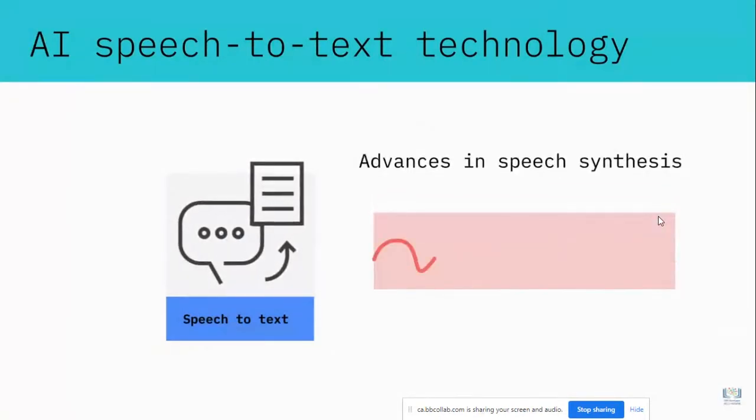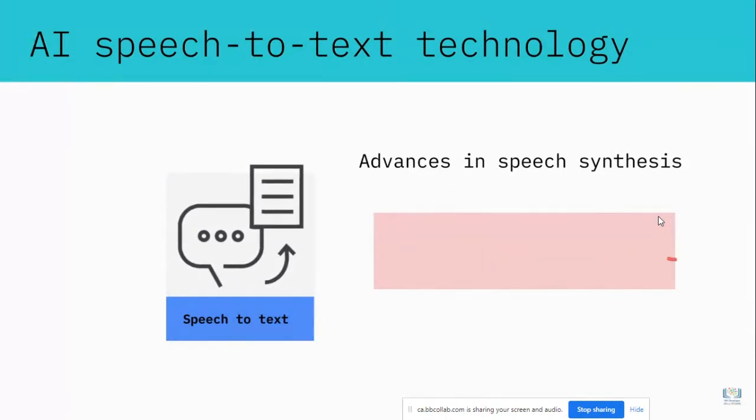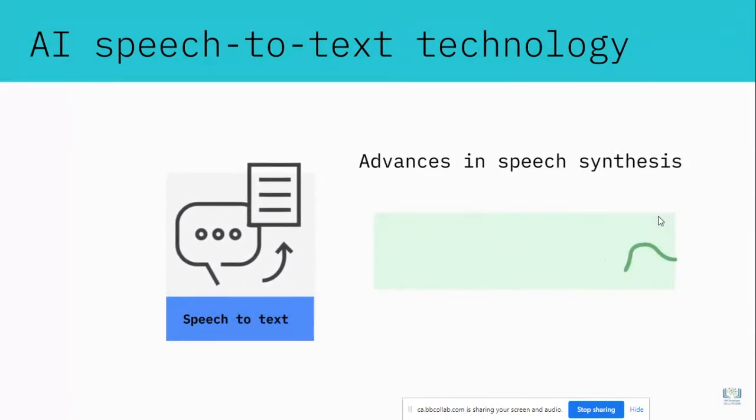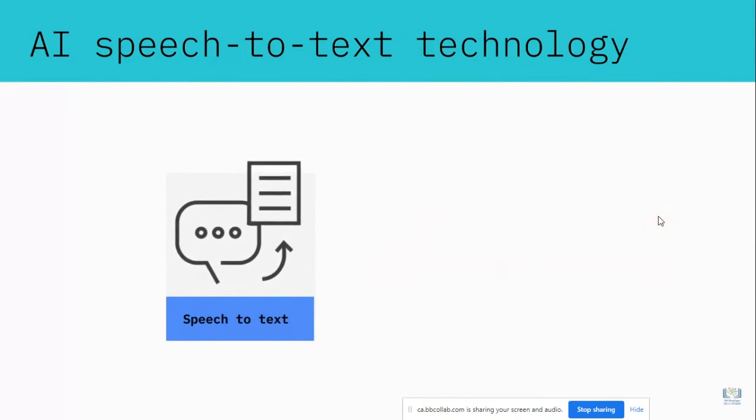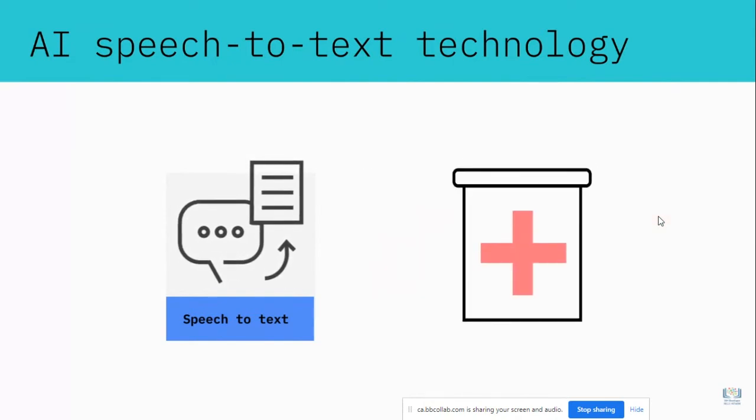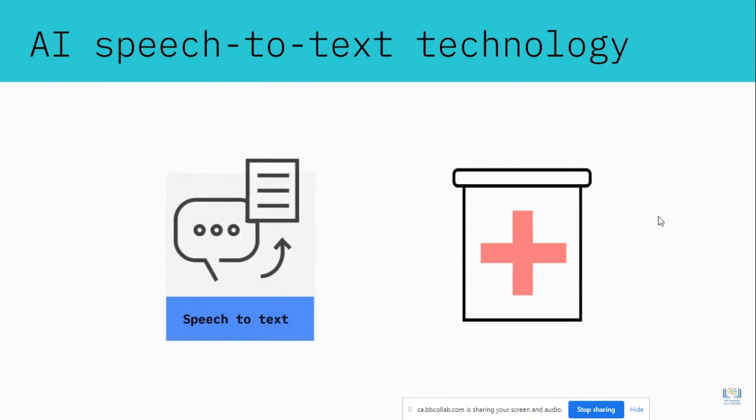AI-powered advances in speech-to-text technology have made real-time transcription a reality. Advances in speech synthesis are the reason companies are using AI-powered voice to enhance customer experience and give their brand its unique voice. In the field of medicine, it's helping patients with Lou Gehrig's disease, for example, to regain their real voice in place of using a computerized voice.